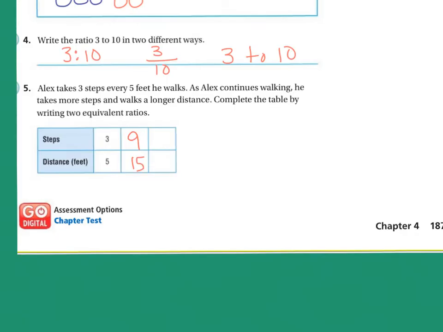I could also do 12. So if I did 3 times 4, I would get 12. What I did at the top, I do to the bottom. So 5 times 4 is 20. So another equivalent fraction would be 12/20.